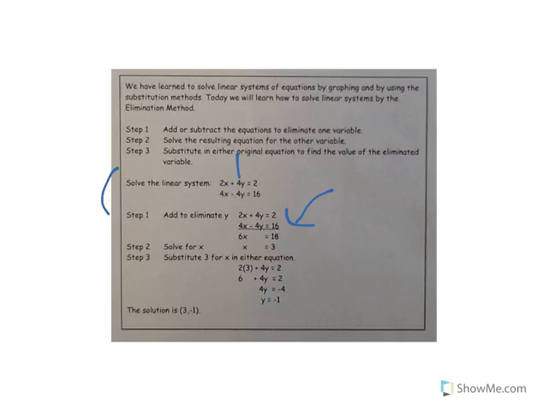I'm just going to solve 6x is equal to 18 for x is equal to 3. Going to substitute 3 back into one of my original equations. I'm going to end up with y is equal to negative 1.